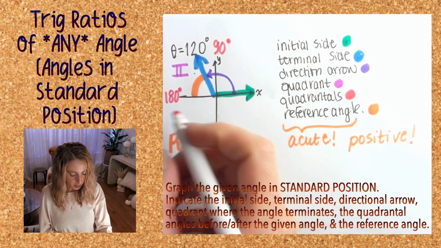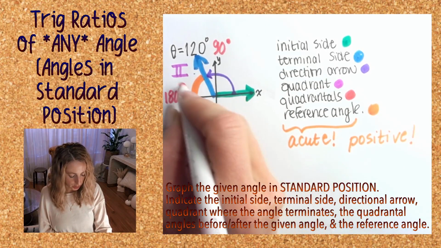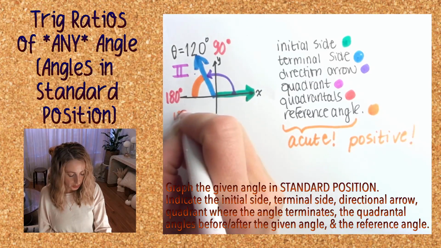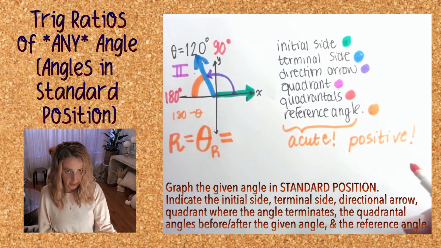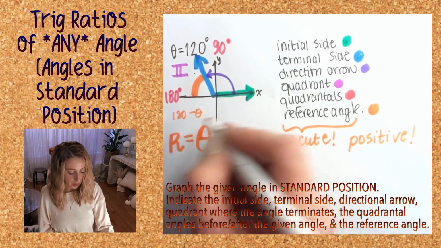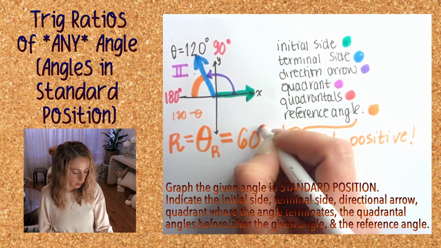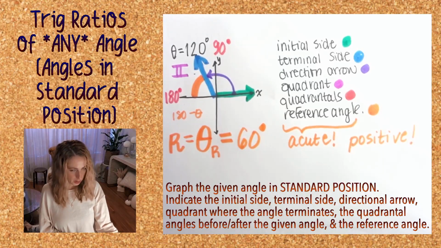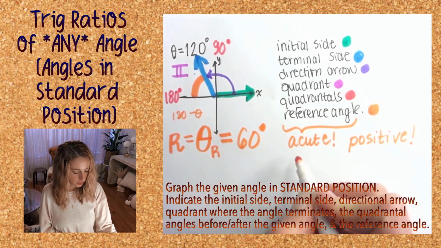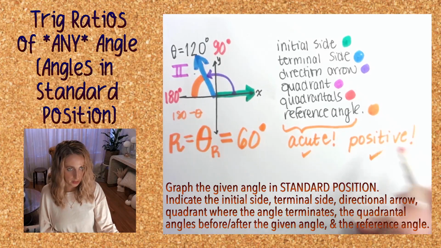In order to get that measurement, in quadrant 2 you do 180 minus your given angle theta. The given angle is 120, 180 minus 120, and we get 60 degrees. And because we are very careful, studious, responsible students, is that acute? Yes. Is it positive? Yes.